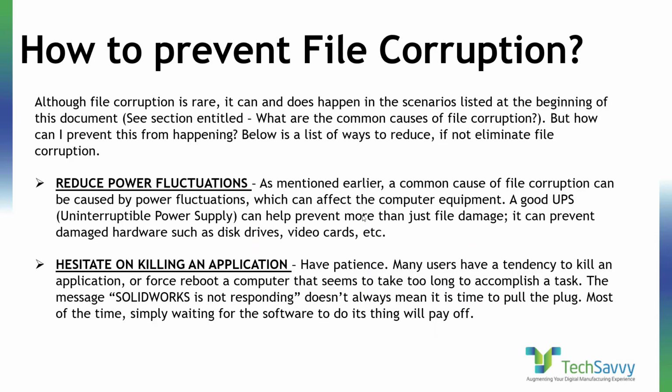Now, how to avoid file corruption? Below are some of the methods to avoid file corruption. First is to reduce power fluctuations. Use a very good UPS, which will help provide more than just file protection. A good UPS can also protect against damage to hardware like hard drives, disk drives, video cards, etc. So use a good UPS.